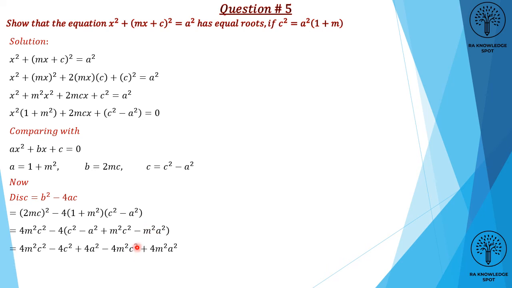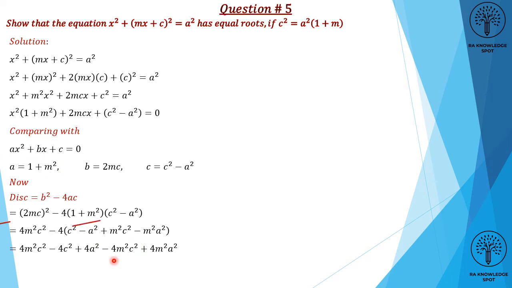Now some further simplification, we have to multiply this 4 inside the whole bracket, and we also have to change the sign because there's a negative number. Minus plus minus, minus minus plus, minus plus minus, and minus minus plus.